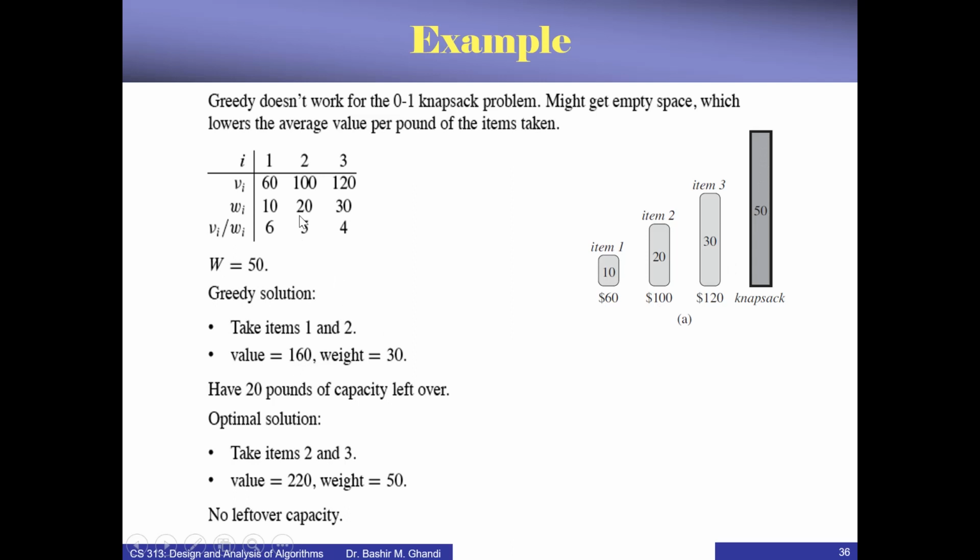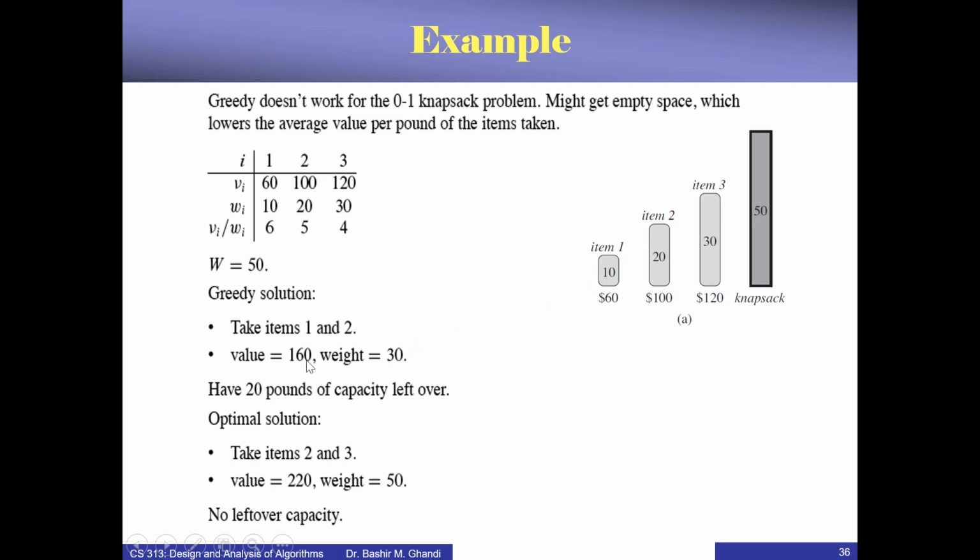Next valuable is item 2 because its value per weight is 5. So he will take item 2. Okay, so he will take item 1 and 2, and the value so far is 60 plus 100.